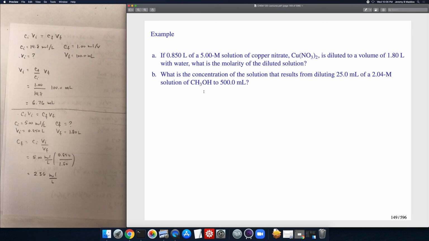The follow-up problem is identical to that one. You've got an initial volume, an initial concentration. You are increasing the volume to 500 milliliters. What is the final concentration of the methanol in the solution? So it's solved in exactly the same way as this problem, except for the fact that the numbers are different. So I'll leave that as an exercise for you to try.